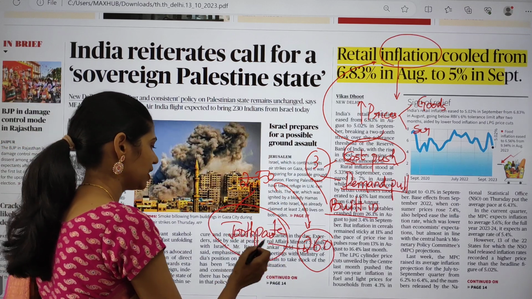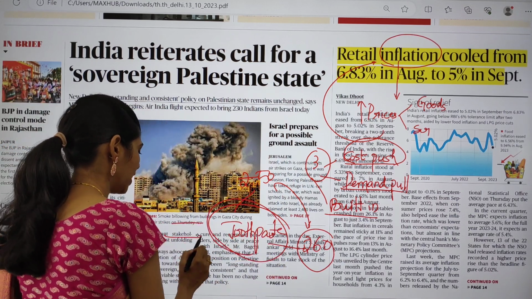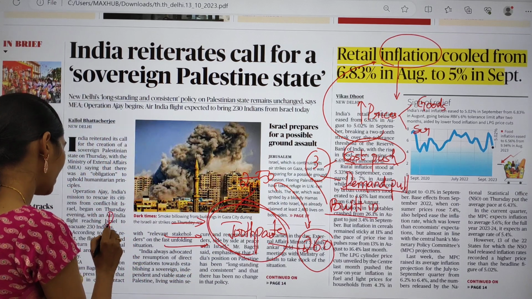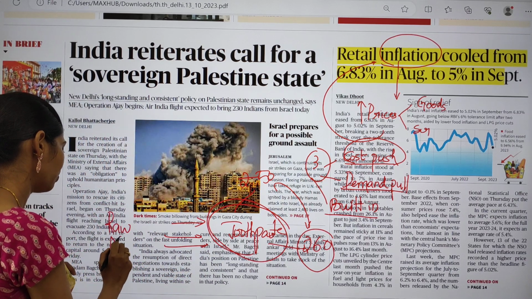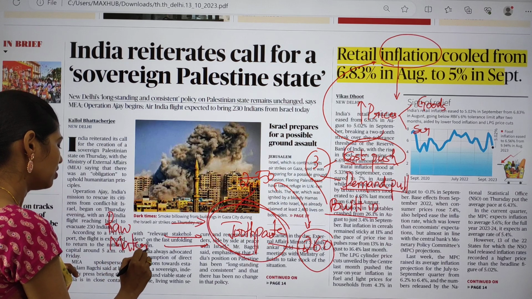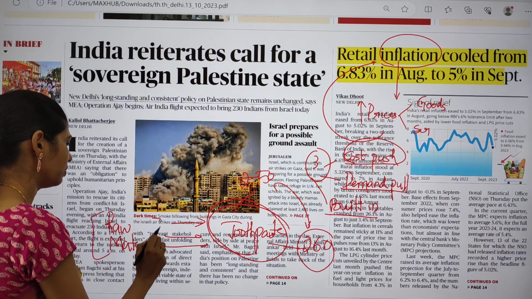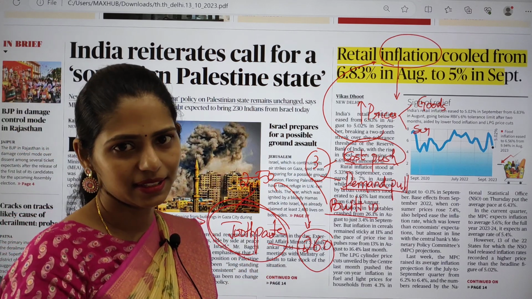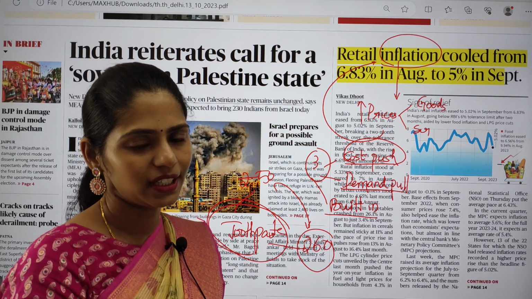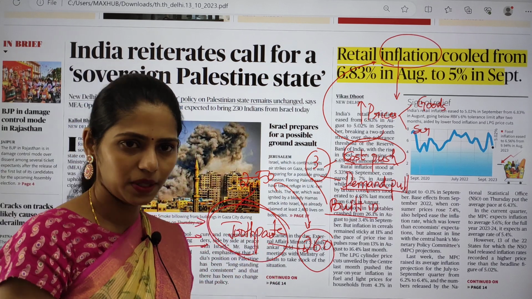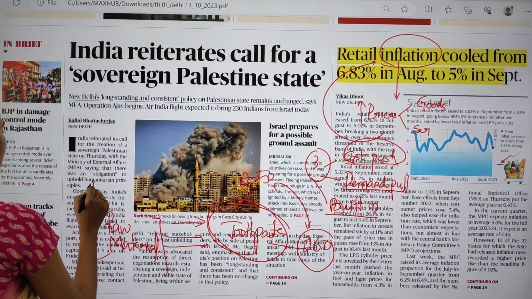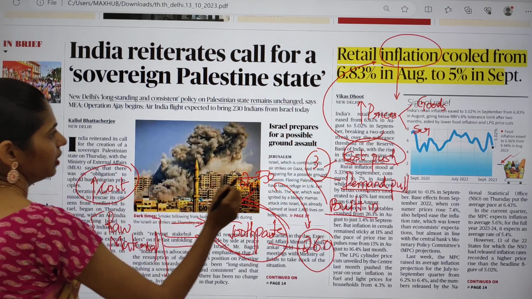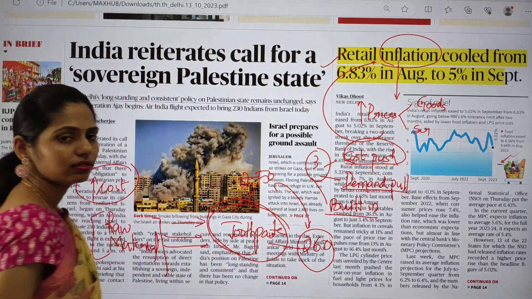So cost push is nothing but to prepare this toothpaste, they need some ingredients. We can even call them raw material. So they require raw material. So what is the raw material that is used for the preparation of this toothpaste? And if you see on the box, you can see ingredients. Those are nothing but the raw materials which are used for the preparation of that toothpaste. So whenever there is increased cost of these raw materials, that will lead to inflation.